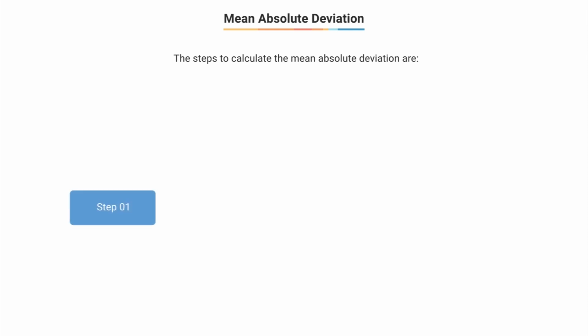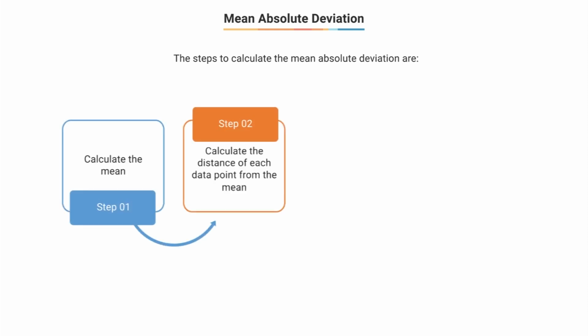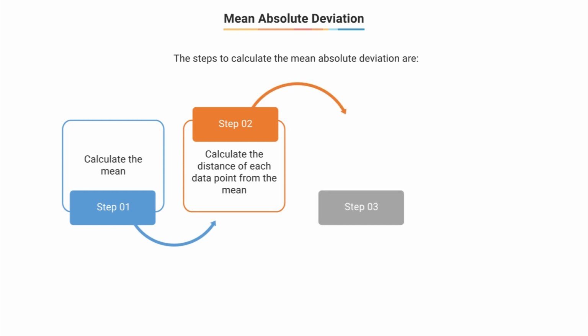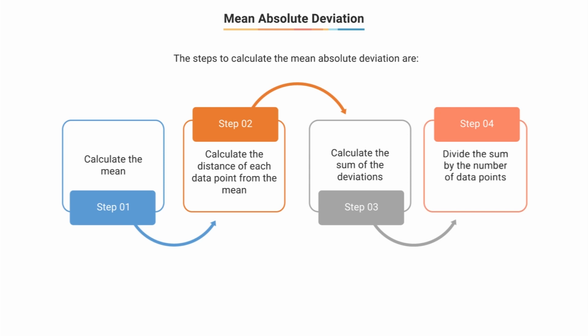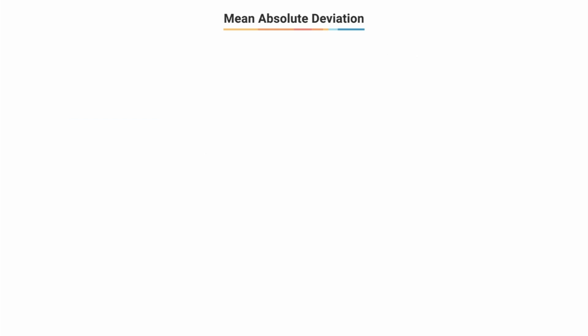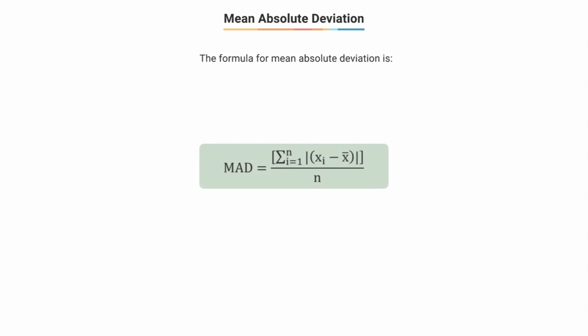The first step is to calculate the mean. The second step is to calculate how far each data point is from the mean using positive distances. These are called absolute deviations. Then these deviations are added in the third step. And in the fourth step, the sum is divided by the number of data points. This is also summarized in the form of a formula below, which is MAD equals summation of the absolute value of xi minus x bar, divided by n. And notice that we are taking the absolute value of these differences.